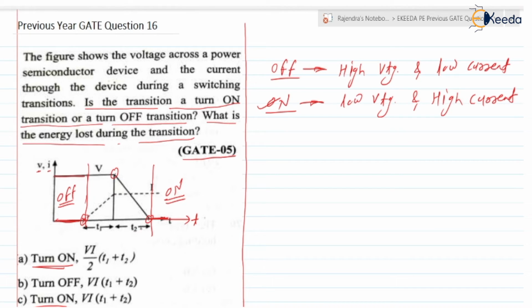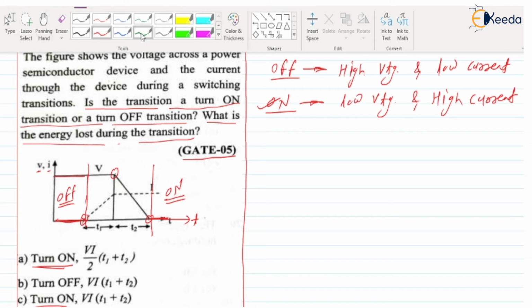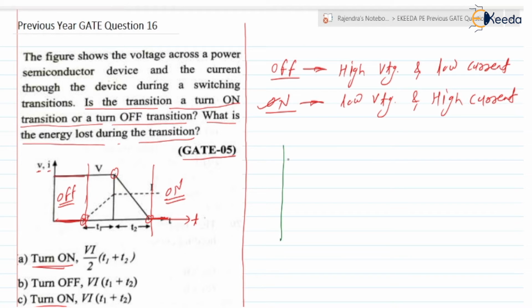Next, our task is to find the energy lost during the transition. For this, let us redraw the VI plot. Given the VI characteristic, we are going to redraw V and I. For example, at time 0, initially the voltage is high, and after that it decreases, reaching the zero value.